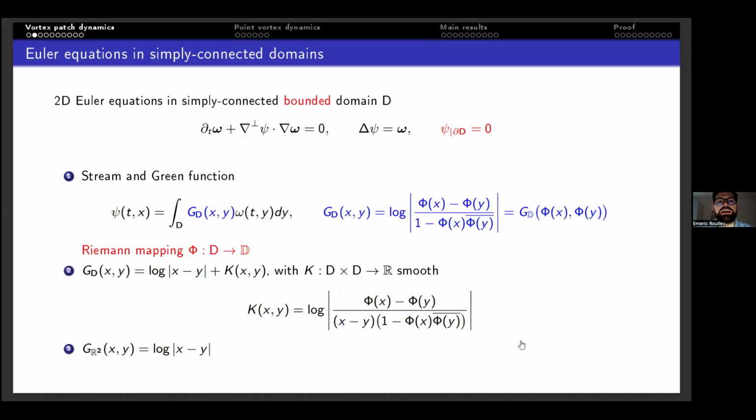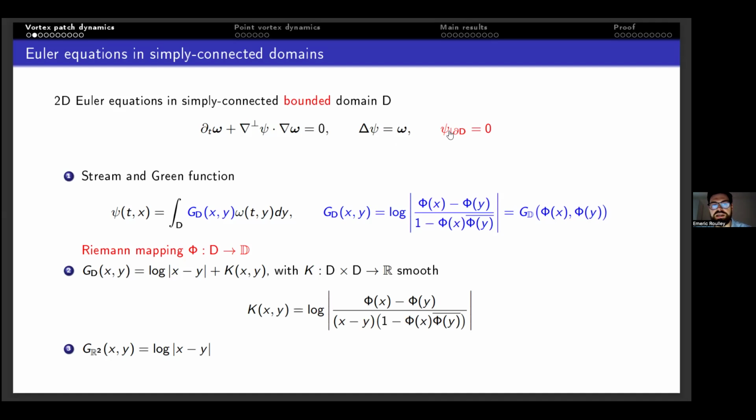So before this, I would like to discuss what happens if we are not in R2, but in a bounded domain, let's say, a simply connected bounded domain, because this is what will be important in the sequel. So basically, in R2, you also have that the stream function solves this Poisson equation, where omega is again the vorticity. But you ask also a Dirichlet condition for the stream function if you are in a bounded domain, so that you can have a good well-posedness theory. And the equations are these ones.